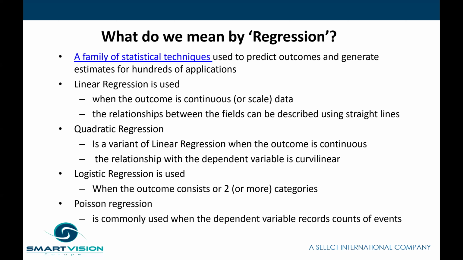Poisson regression is commonly used when the dependent variable is not continuous, but is recording counts of events. So it tends to be things which don't occur that often, such as the number of insurance claims made over the course of a policy, or the number of visits to hospital over the course of 10 years that somebody might make.